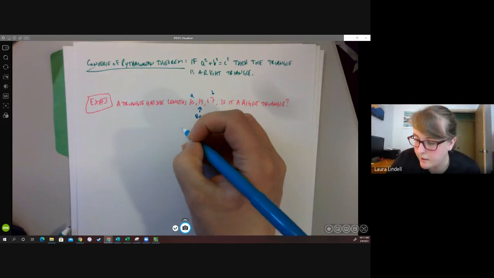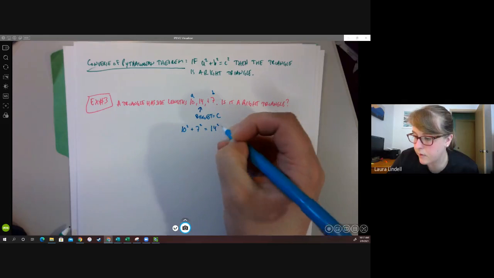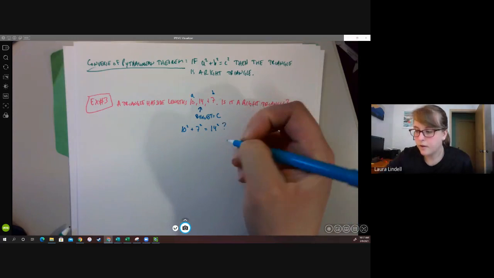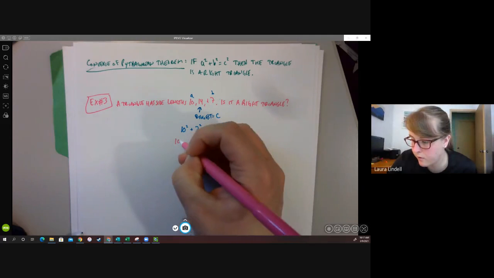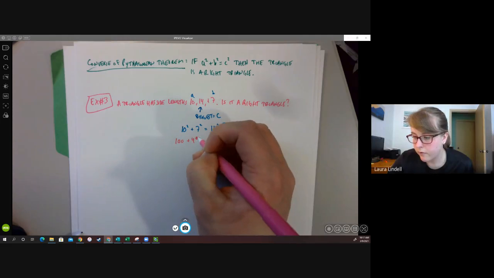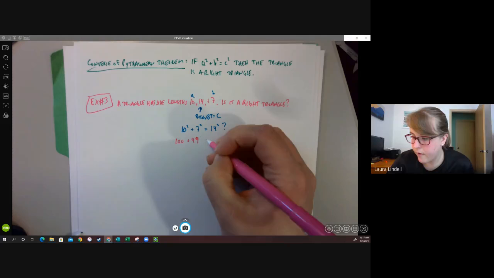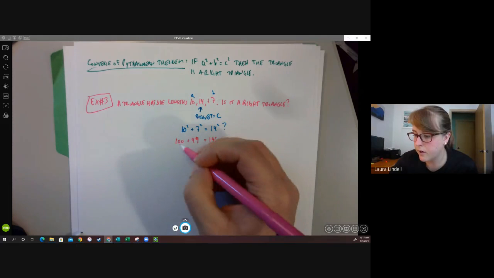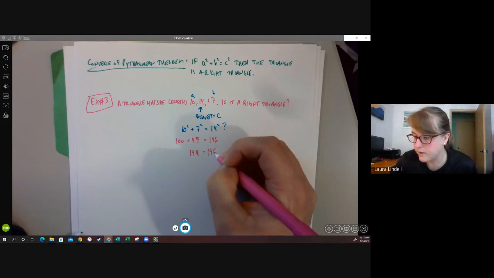So we're going to check and see if 10 squared plus 7 squared is 14 squared. If this makes a true statement, then it's a right triangle. If it makes a false statement, then it's not a right triangle. So here we go. 10 squared is 100. 7 squared is not 42, 49. And 14 squared is 196. So when we come down to it, 100 plus 49 is 149. 149 equals 196. That is not true.